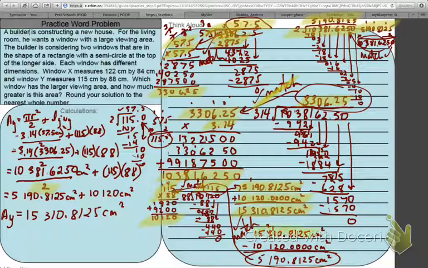Double check the area of the window, subtract the area of the rectangular portion, and I got the area of the semicircle. That means, with confidence, the area of window Y is 15,310.8125 centimeters squared.